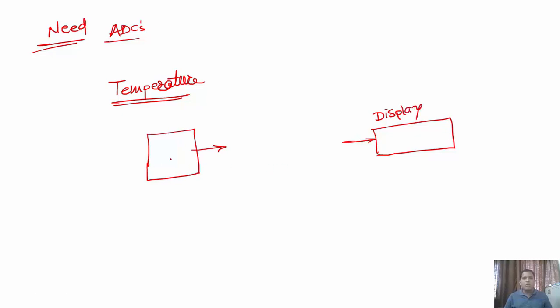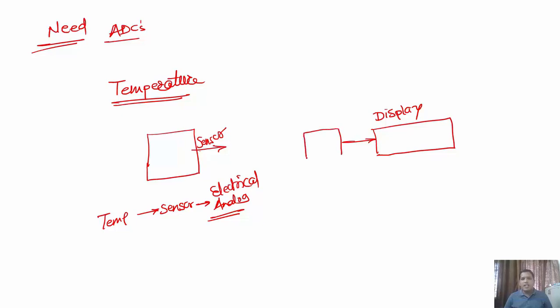No doubt, to sense the temperature I am using a sensor. What is the sensor going to do? The sensor simply takes the temperature, a natural quantity, as input, and converts it into an equivalent electrical signal, and as discussed, that electrical signal is analog in nature. Here the display unit is interfaced to the 8051 microcontroller, and this 8051 microcontroller is going to understand only digital signals.